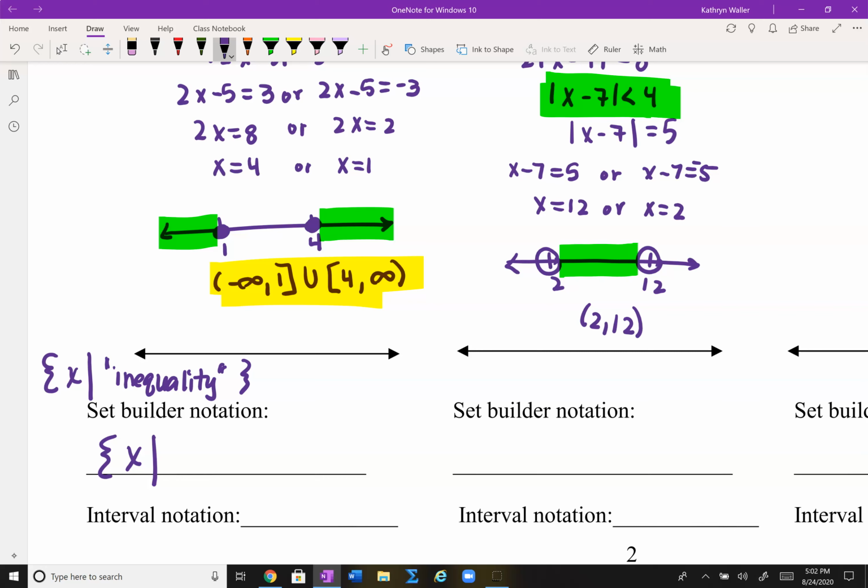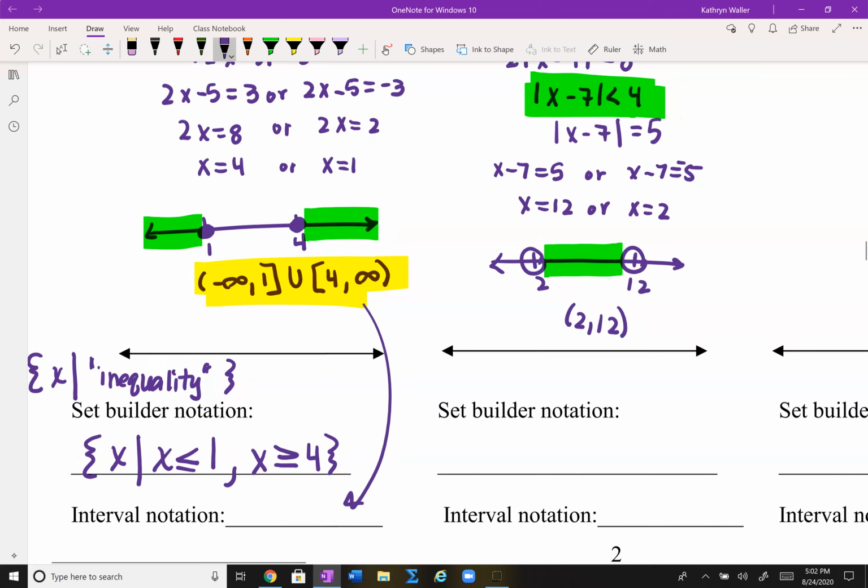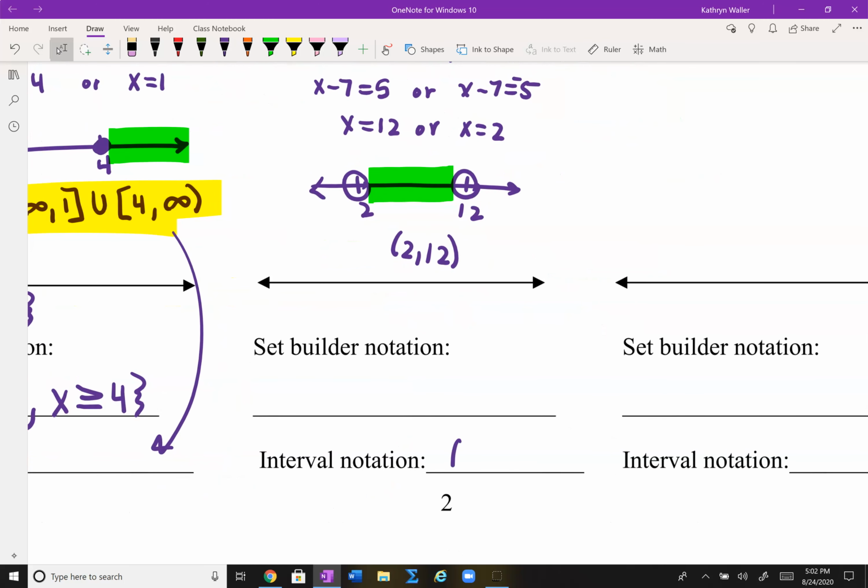Okay, left-hand side is smaller than 1. So you go X, and then do you see how the shading is to the left? You point to the left, and then there's a 1, and you have a closed circle, so it's an equal sign, okay? And then you put a comma, and then you go X, and it's shaded to the right, and you have an equal sign, and there's a 4, and it looks like that. And this yellow right there is the interval notation, okay?